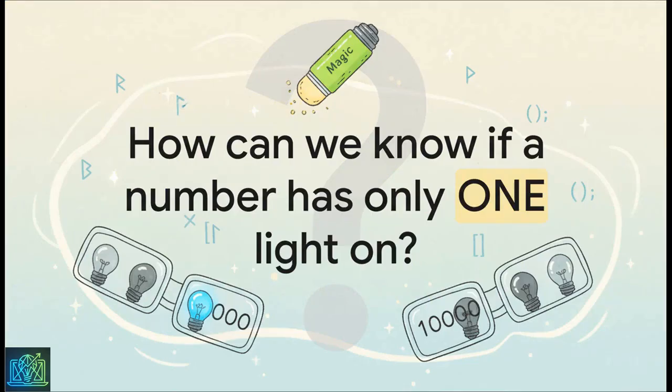So using our glowing lights metaphor, a power of 2 is just a number with a single light bulb turned on. The number 8 is 1000. The number 16 is 10000. See? Just one lone light. So how can our magic eraser help us spot this? What do you think happens next?